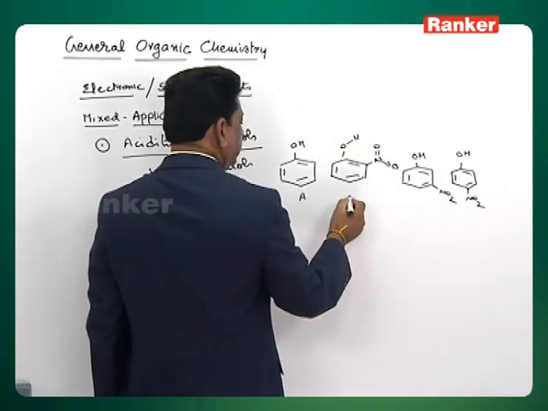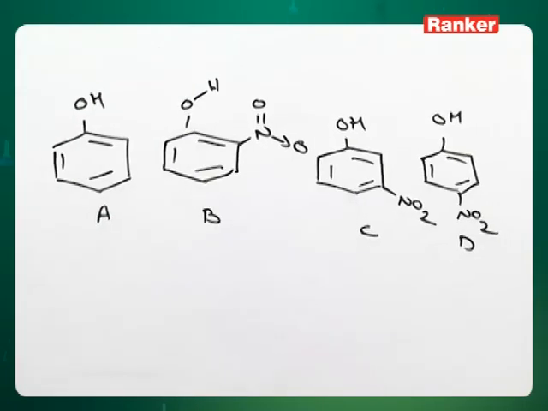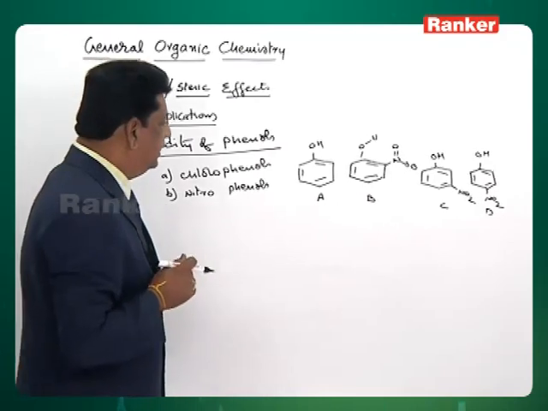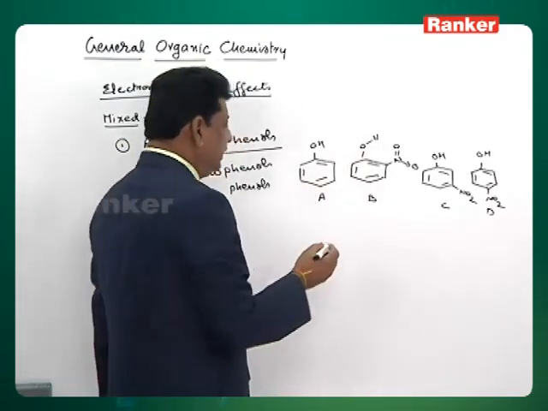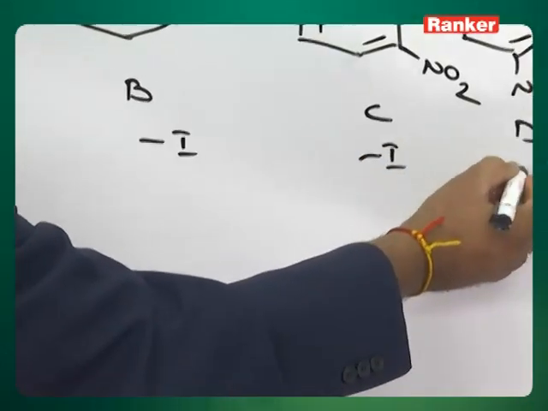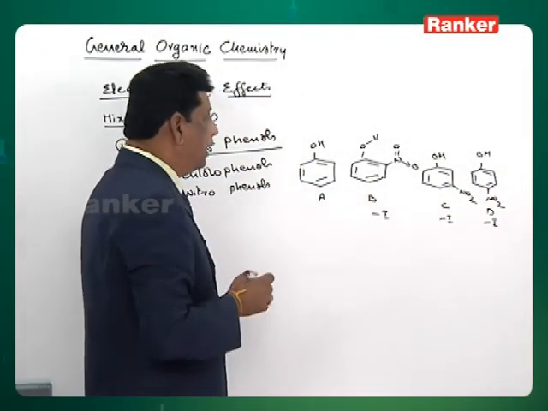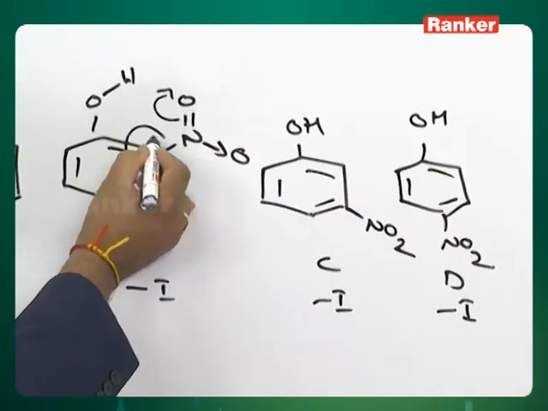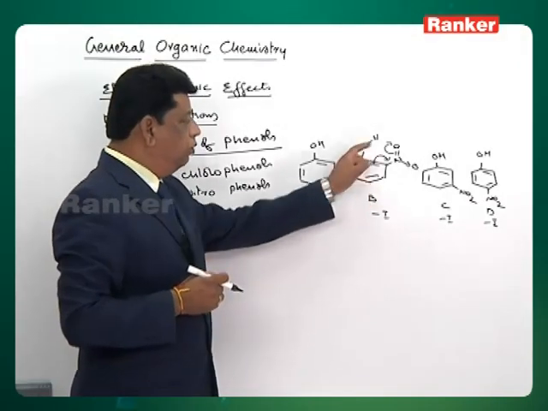Let us say A, B, C, D. Now, if you want to discuss the acidity of these three, nitro, what type of group it is? It shows minus I. In all the 3 cases, minus I is there. And nitro is also going to show another feature. What is that? Electron withdrawal through the bond as well as over the bond also.